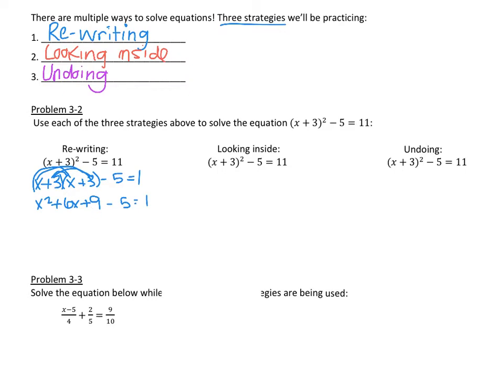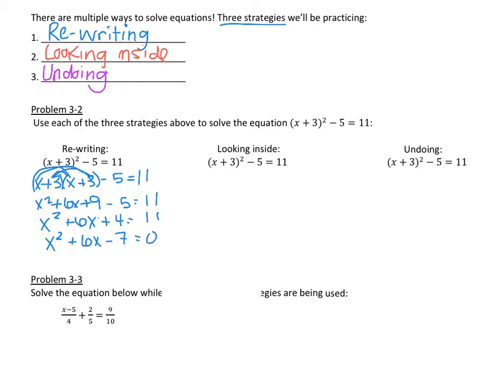Okay, so now I can start combining like terms. I've got the 9 minus 5. Okay, so I've got x squared plus 6x plus 9 minus 5, so plus 4 equals 11. Wow, I just realized that's an 11, not a 1. No problem. So now I can subtract 11 from both sides, and I have 4 minus 11, which is negative 7. Okay, so let's see my final quadratic here. So it would be x squared plus 6x minus 7 equals 0.